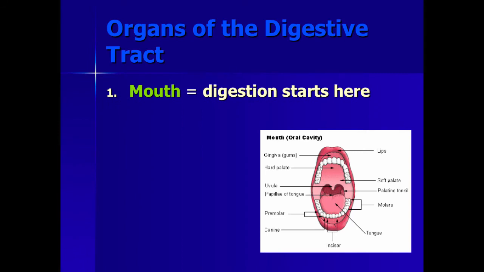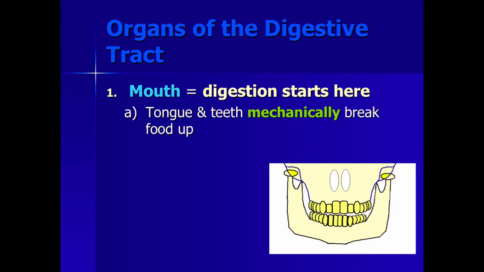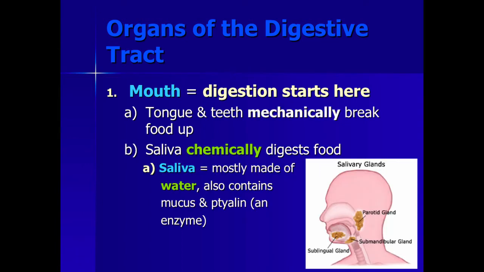So let's talk about organs in the digestive tract. Like we said, the first organ involved is the mouth. This is where digestion begins. The tongue and the teeth mechanically start to break up food. Then in the mouth, you also have saliva, which chemically digests food. Saliva is mostly made up of water. However, it does contain some enzymes which start to break the process down. So again, your mouth is doing mechanical and chemical digestion.